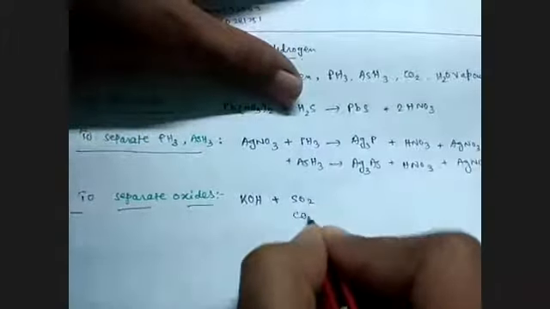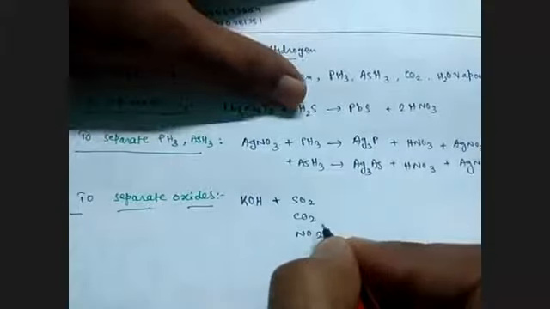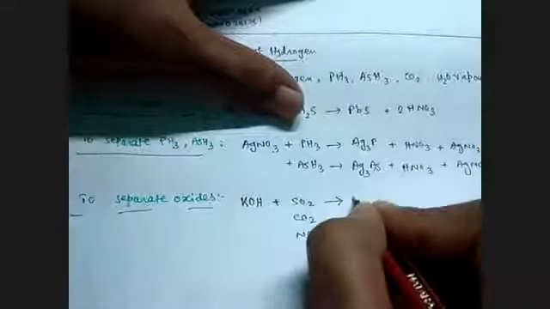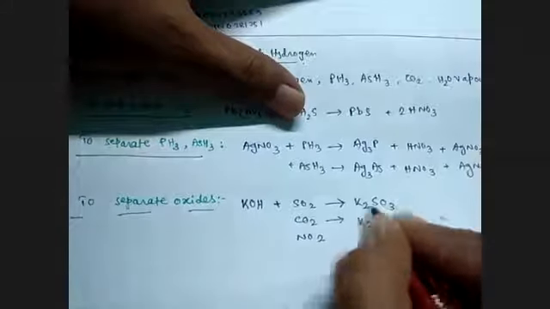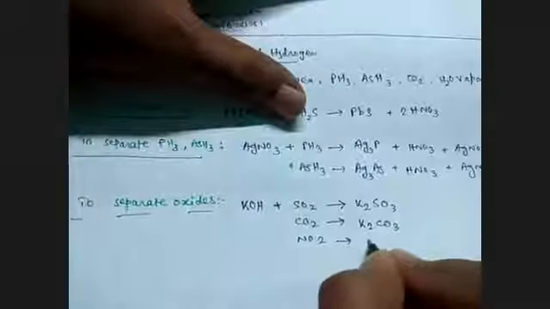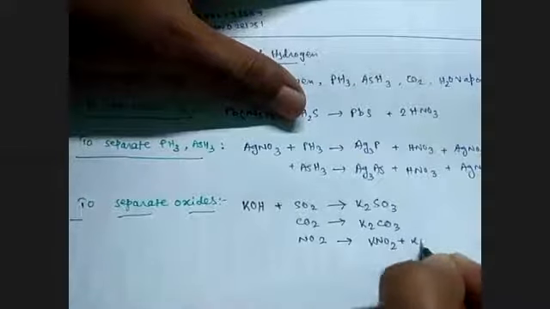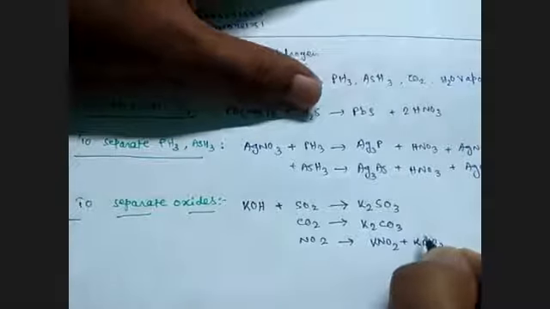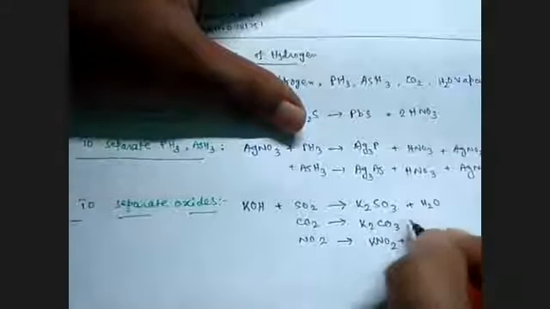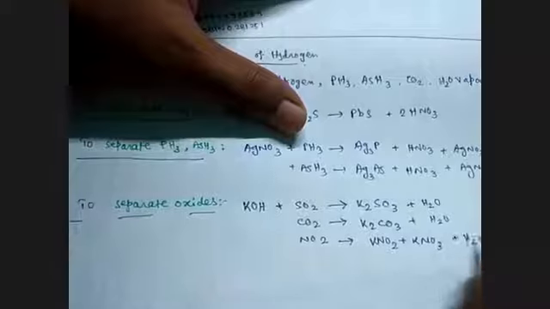So when the rest of the mixture is passed through the KOH, the impurities like SO2, CO2, NO2 react and form K2SO3, K2CO3, and a mixture of KNO2 and KNO3, potassium nitrite and potassium nitrate, with H2O. And lastly, only water vapor remains.